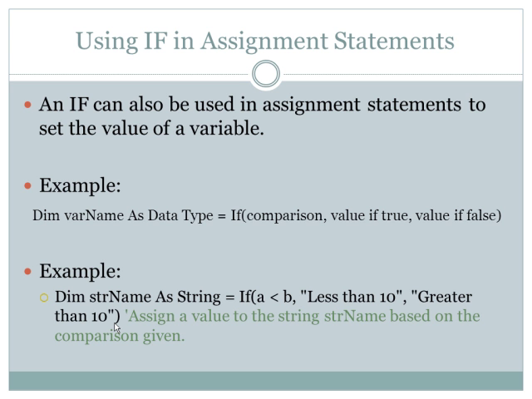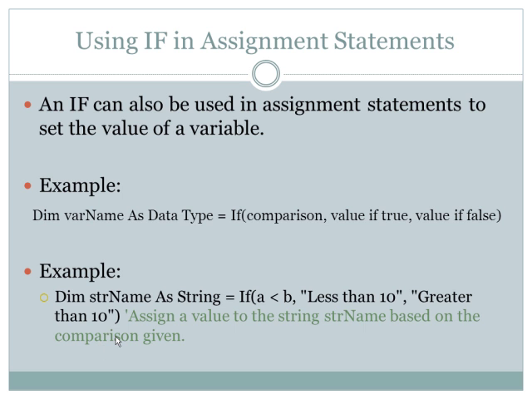Now, you can also use an if statement when you assign the value of a variable. So instead of saying something like if a is less than b, then var name equals less than 10, else var name equals greater than 10, you can do it on one line. So the generic format is your variable name, as whatever data type it is, equals, and then you're going to type the If and then an open parenthesis.